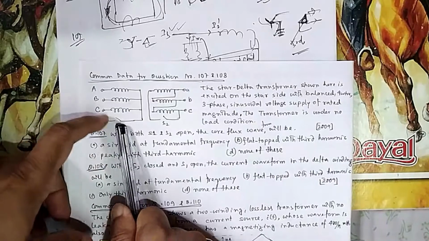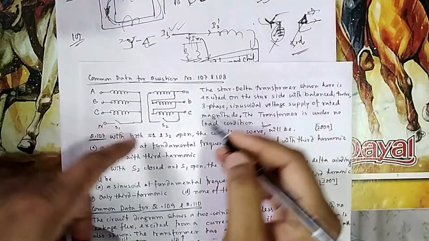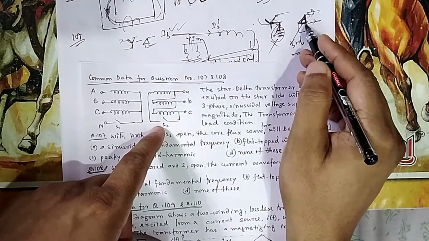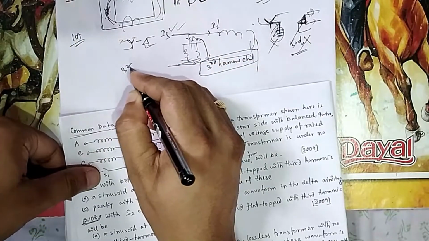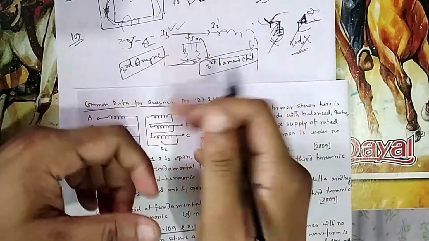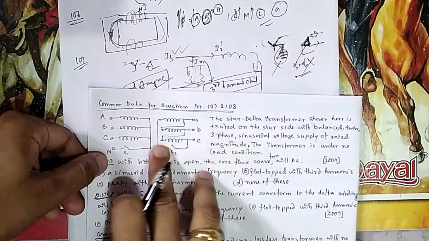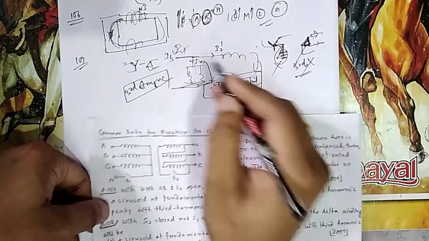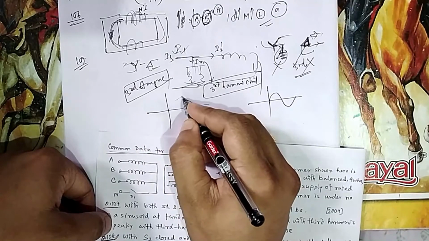Now what happens if you open both S1 and S2? Opening S1 means you have no ground. Opening S2 means it is an open delta, so this connection is also not there. The circulating path is not possible, so you cannot have a third harmonic component here. Because there is no circulating path, your current I1 will be sinusoidal. Now if you see your BH curve, what is your BH curve? This is your BH curve.